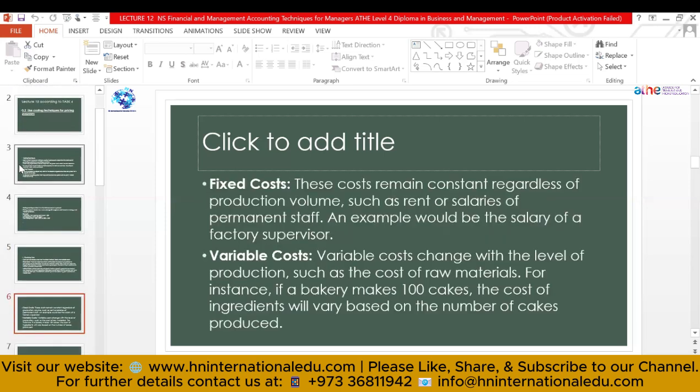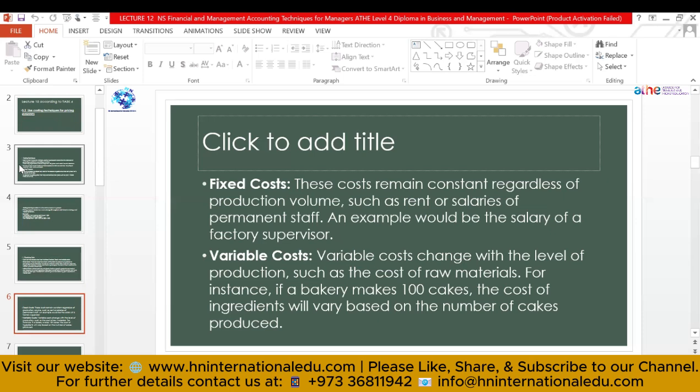Fixed cost, which is not changing. These costs remain constant regardless of the production volume, such as rent or salaries of permanent staff. Now, the people you have hired in the organization and they are on the permanent designation, no matter what, if the profit or the sales are going up or down, you need to pay them. It won't hinder their salaries or anything, that is fixed. For example, it would be the salary of a factory supervisor. No matter what, we need to pay them.